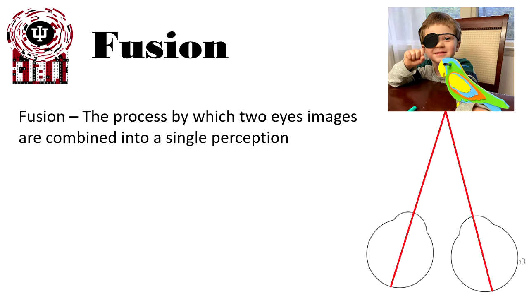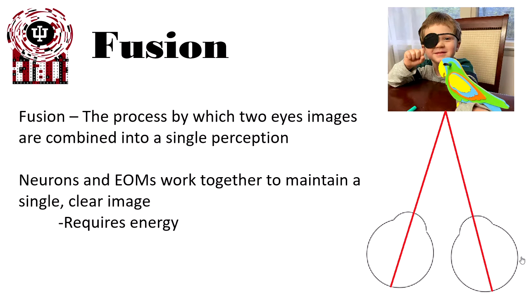Fusion is the process by which two eyes' images are combined into a single perception. We have an example here where somebody's trying to look at a target, and our eyes have to move together, move in to fixate on that single target to make it single. Neurons and EOMs must work together to maintain a single and clear image.